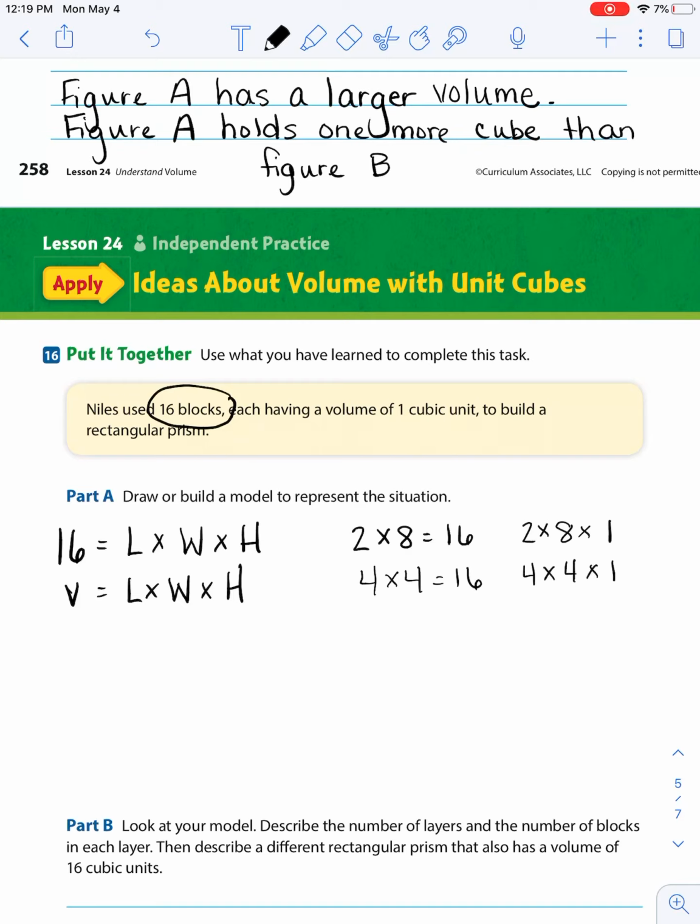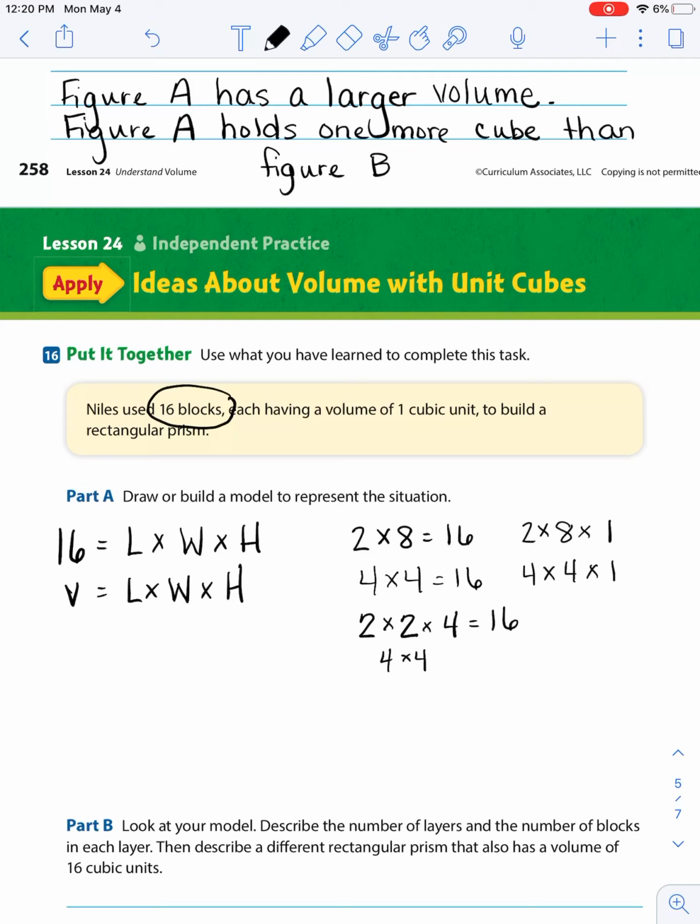Or what if we tried something different? What if we did, let's see, could we do, what else could we do? Oh, no, that won't work. Is there anything else we can do? Not even sure. Something that doesn't have a 1? Oh, I know. We could do a 2 by 2, which is 4, times 4, which is 16. So basically you're just playing around with dimensions.